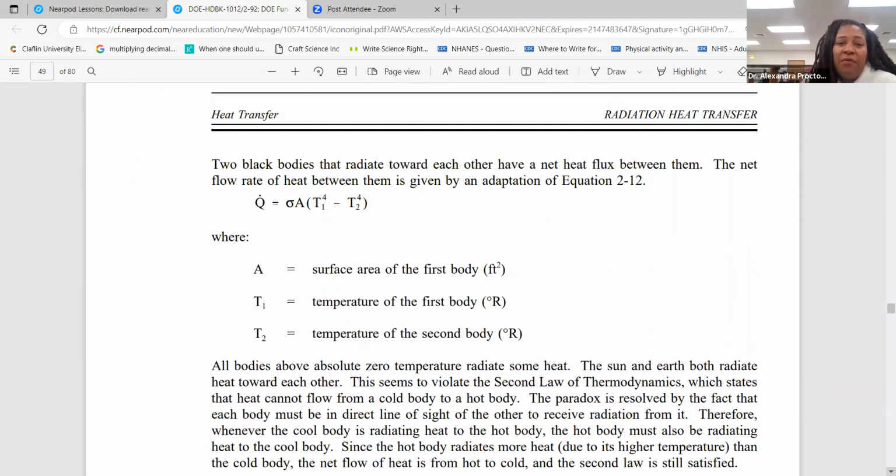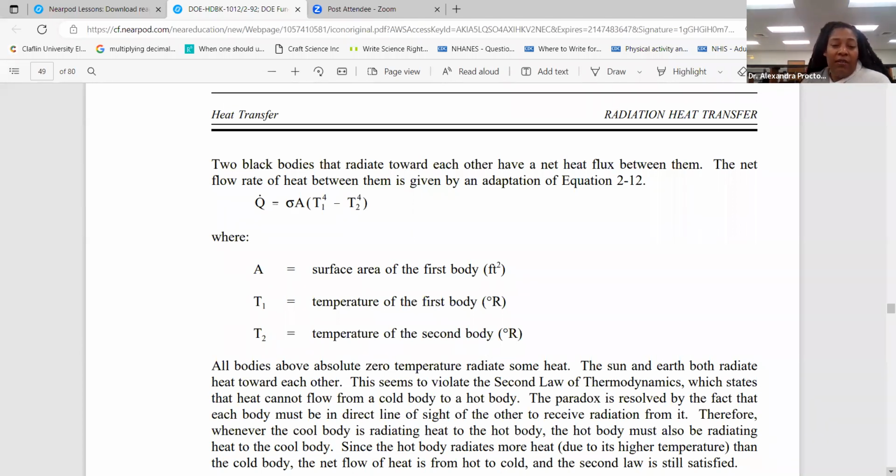Two black bodies that radiate heat towards each other have a net flux between them. The net flow rate of heat between them is given by adapting the aforementioned equation. So Q is equal to sigma A times T1 to the fourth minus T2 to the fourth power, where A is the surface area of the first body. T1 is the temperature of the first body in degrees Rankine, and T2 is the temperature of the second body in degrees Rankine.